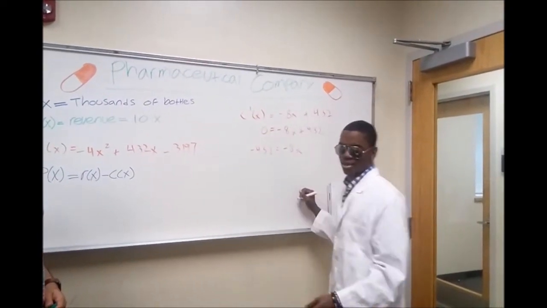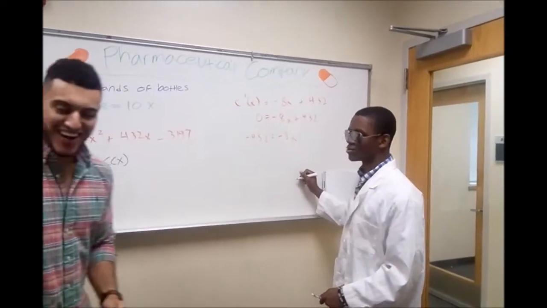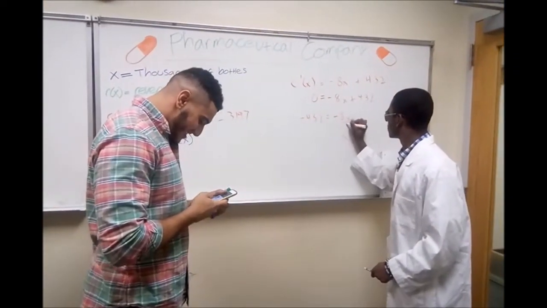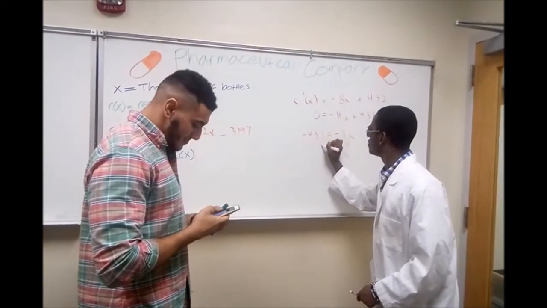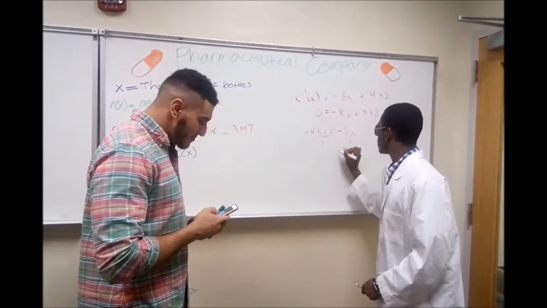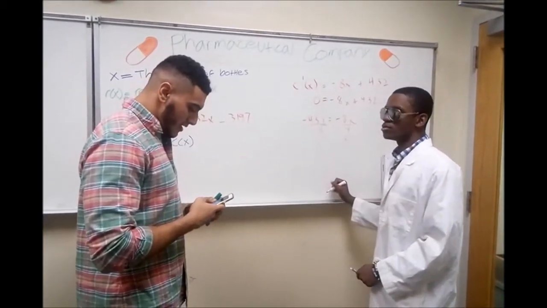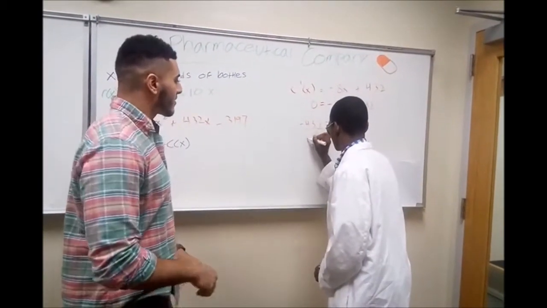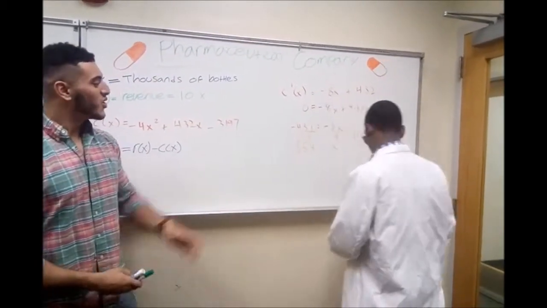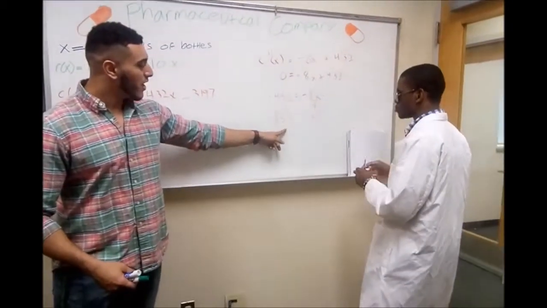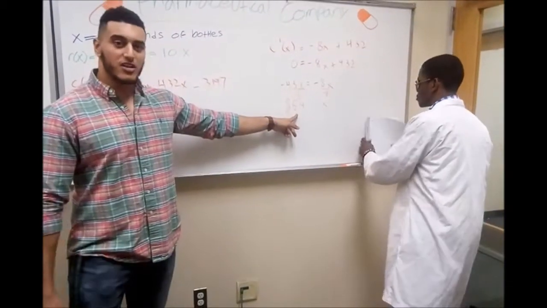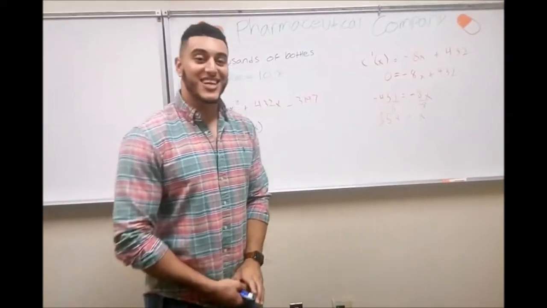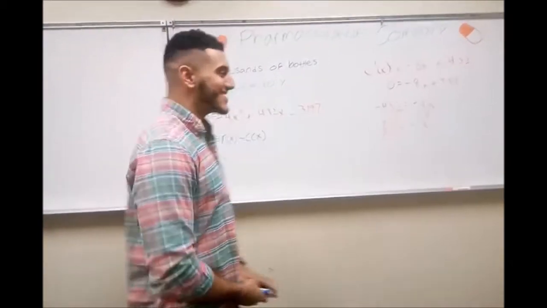Now someone get a calculator. Alright, I got you. So, divide by the negative 8, and we get that x is equal to 54. Okay, so what we need to sell each bottle at is $54, and that's going to maximize our profit. And that is how calculus is related to pharmacy.